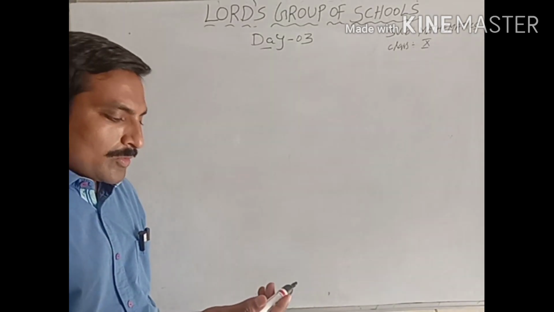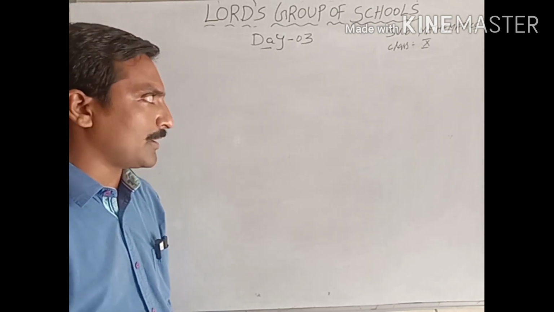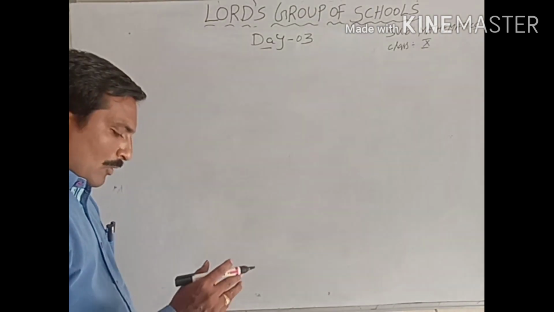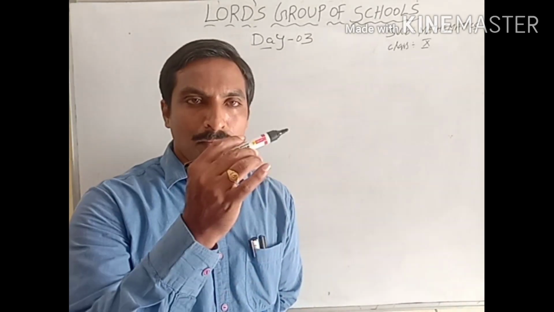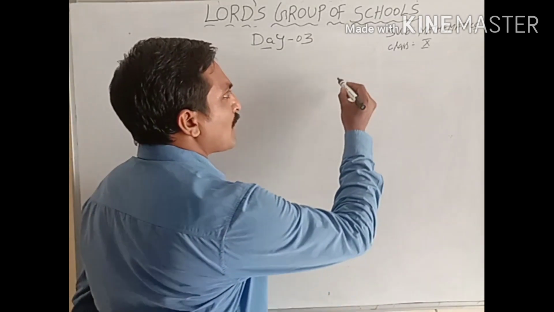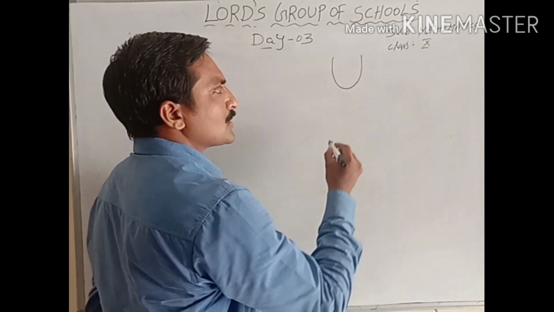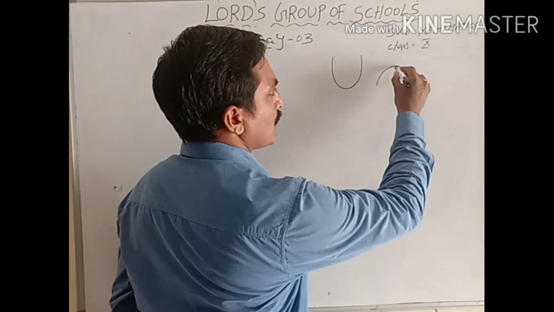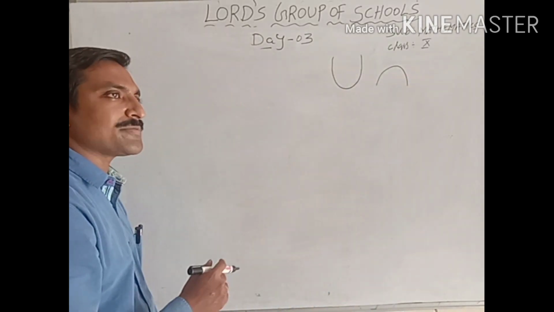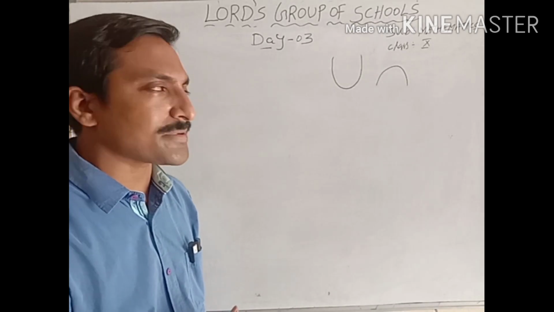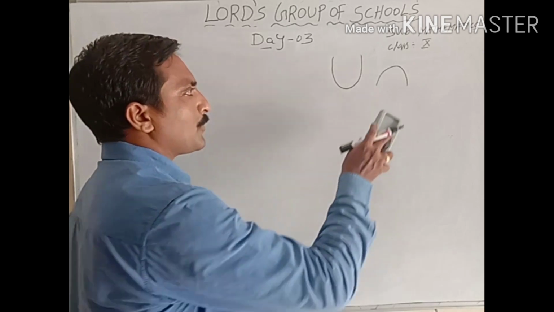Polynomials. Today's discussion is about how to draw the graph of a quadratic polynomial. The graph of a quadratic polynomial is a parabola shape. So parabola means this shape. It is upward or downward, based on the coefficient of x square. Next, how to draw the graph of a quadratic polynomial?